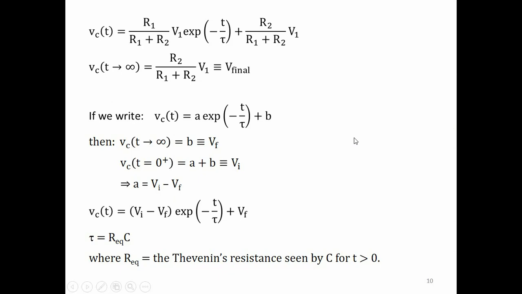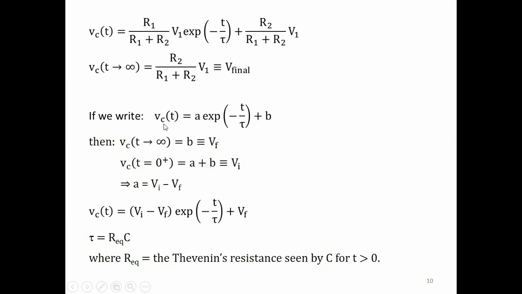Now let us study this some more. These are the same equations from before. If we write Vc of t as some constant A times e raised to minus t by tau plus some constant B, then we can see that as t tends to infinity, Vc is simply B because the first term goes to 0. So the final value, which I've called Vf in this expression, is simply the constant term, which is B.